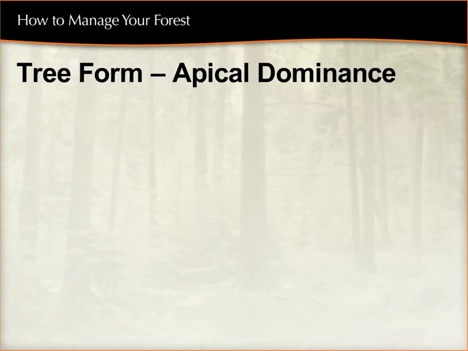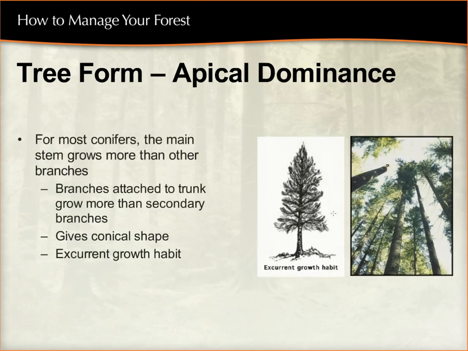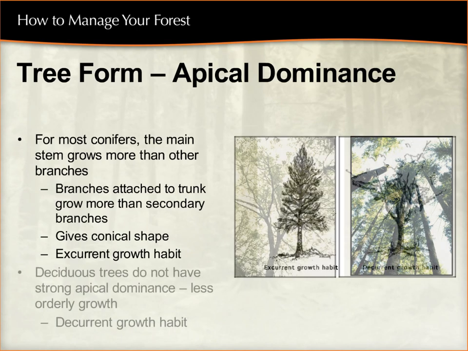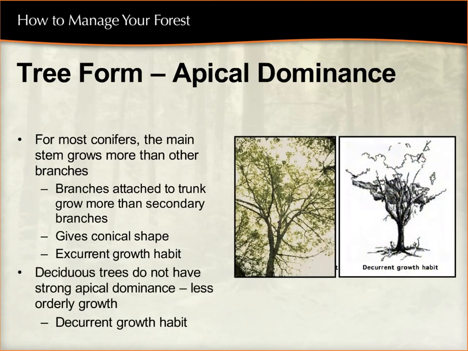Conifer and hardwood trees have fundamentally different shapes, which is a result of their differences in apical dominance. For most conifers, the main stem grows more than the branches, and the branches attached to the trunk grow more than the secondary branches. This results in the familiar conical or A shape of the pines, firs, and other conifers, which we call an excurrent growth habit. Hardwood trees, on the other hand, do not have the strong apical dominance exhibited in conifers, so their growth is more disorderly. We call this the decurrent growth habit.